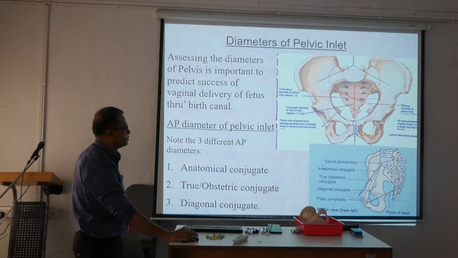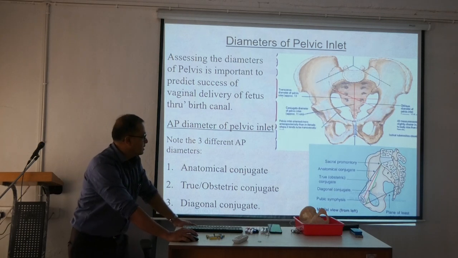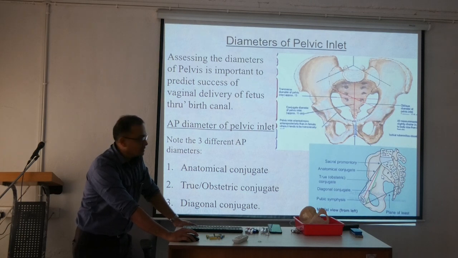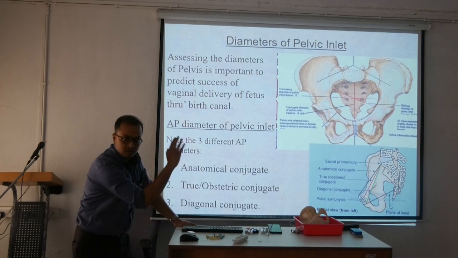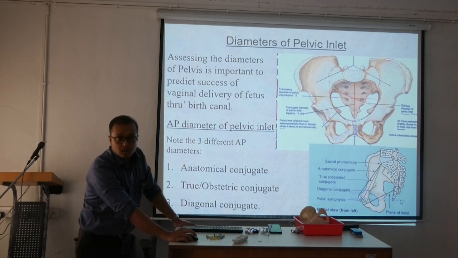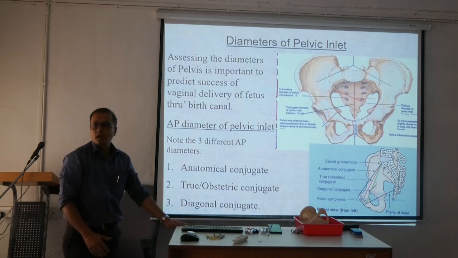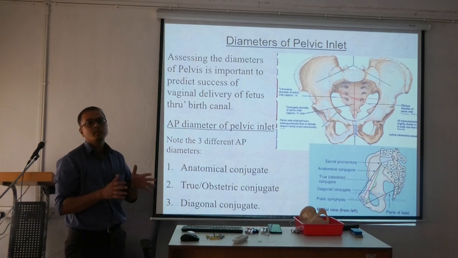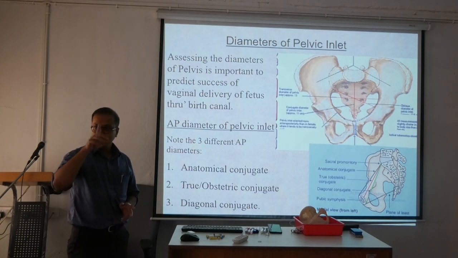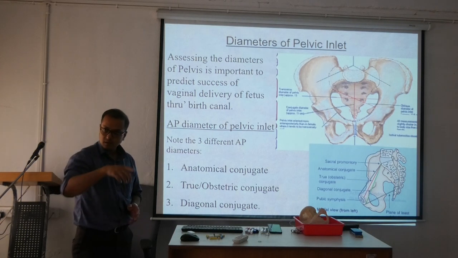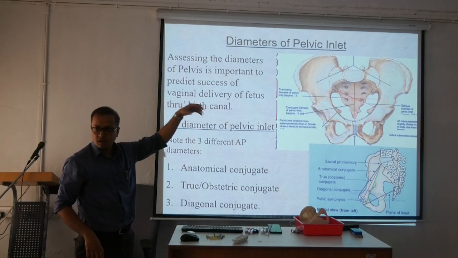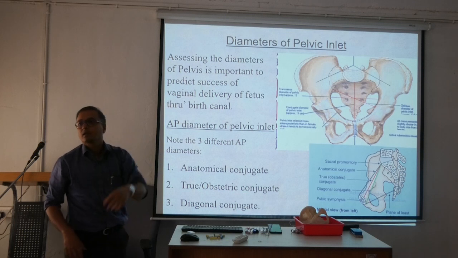Now look at this picture at the bottom of the image. We see one side of this pelvic cavity, one hip bone with the sacrum, viewed from the side. These are the three measurement lines we are talking about. One measurement is the black line, from above the symphysis pubis to the midpoint of the sacral promontory. This diameter we call a conjugate, specifically the anatomical conjugate.